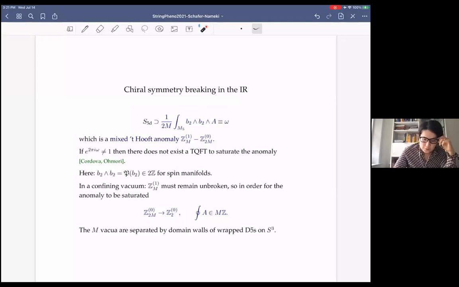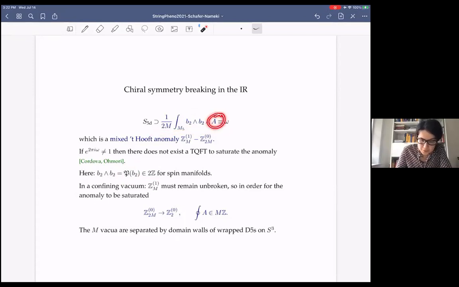So a very nice theorem by Córdova and Ohmori says, if you have such a topological coupling, then there exists only a TQFT that will saturate this anomaly if this Omega is actually integral. B2 is in fact, properly written out, the Pontryagin square of B2. That's even for spin manifolds. And so we still have 1 over M to account for, right? To make this an integral term.